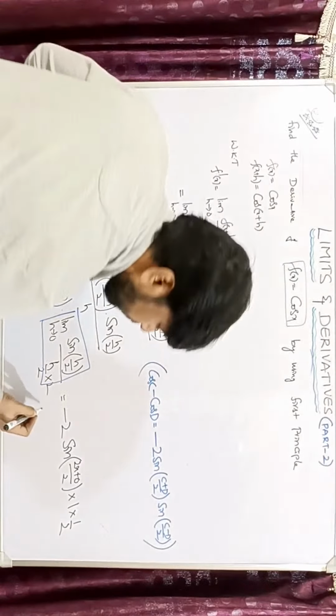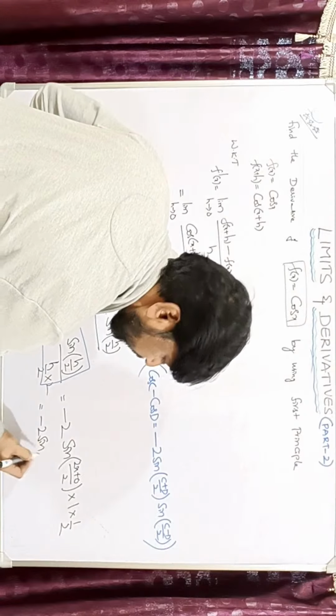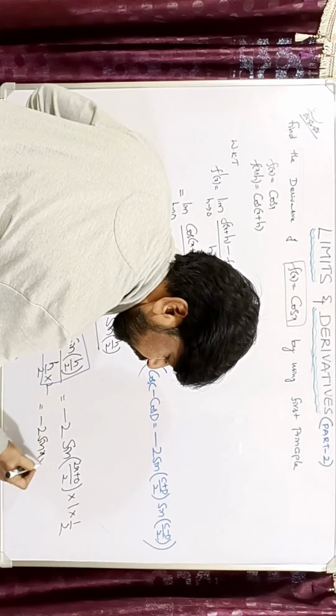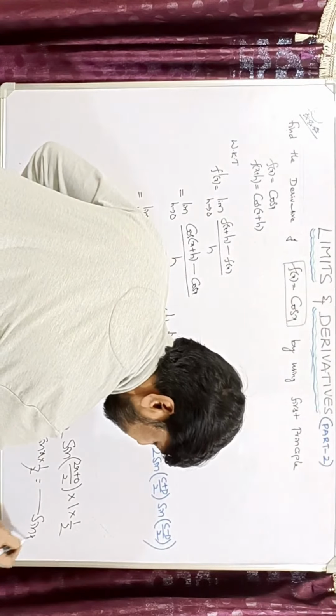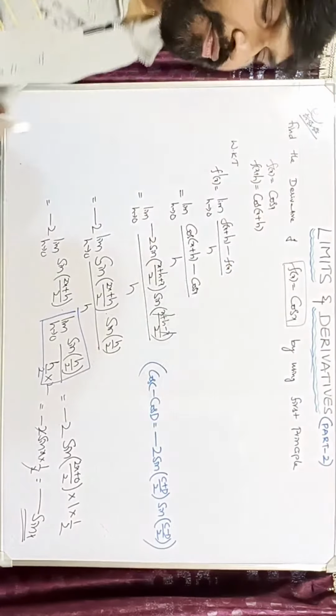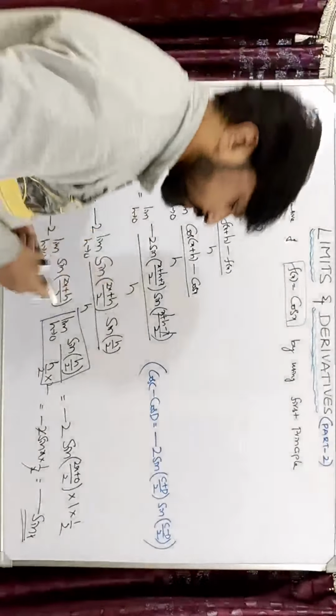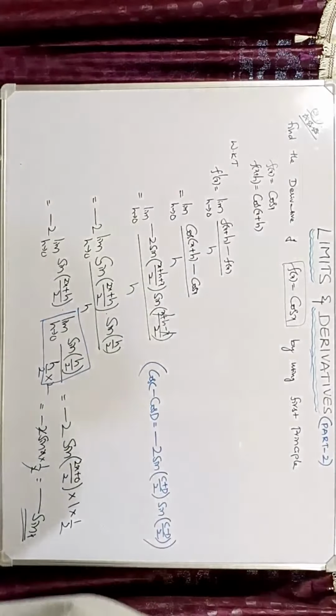Let us move to here. Minus 2 into sin, 2 gets cancelled, x into 1 by 2. 2 gets cancelled. You are getting minus sin x as your answer. This is very important for 3 marks. Clear? I think so.